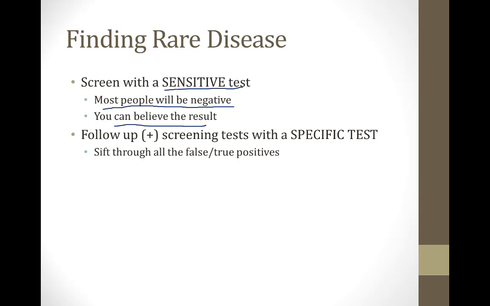Now, the sensitive test will identify a mixture of false and true positives, so you will follow up the positive screening test with a specific test. So this will let you sift through the false and true positives and get down to a small group of people who most likely really do have that disease, rare OMA. And this is the way we screen for a large number of diseases in medicine. We use some very sensitive tests so that if it's negative, we can believe it. But then if it's positive, we say to patients, well, you need to go and have a second test to see whether your result was a true positive or false positive.